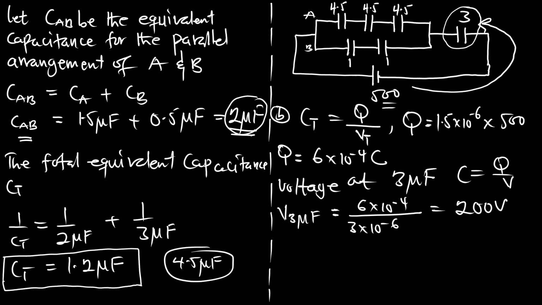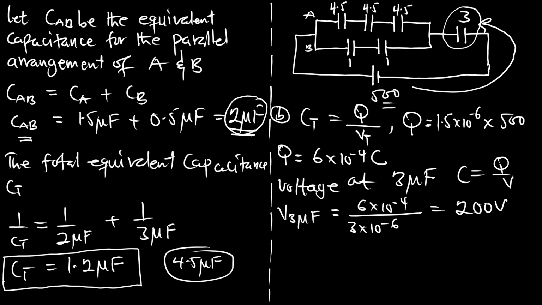So by logic, what do we have? We now have 300 volts to work with. And what do we know about capacitors in parallel? We have the same voltage across them. So the voltage across the 3 capacitors at A should be the same as the voltage at B. Now let's look at how we can get the voltage across each of the 4.5 microfarad capacitors.